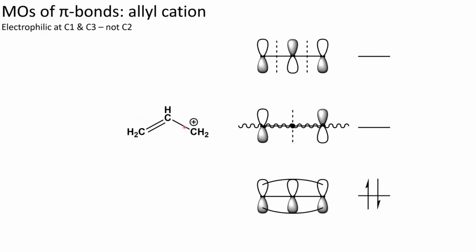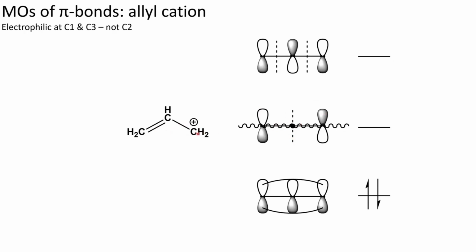Now, this cation is an electrophile. We know because it has a positive charge. And if it's an electrophile, that means we look to the LUMO. That would be the lowest unoccupied molecular orbital, which would be here. And if we look at the LUMO, there's no orbital contribution on this central carbon. So we can be electrophilic at carbon 1, we can be electrophilic at carbon 3, but we're not electrophilic at carbon 2 because there's no orbital contribution on carbon 2.